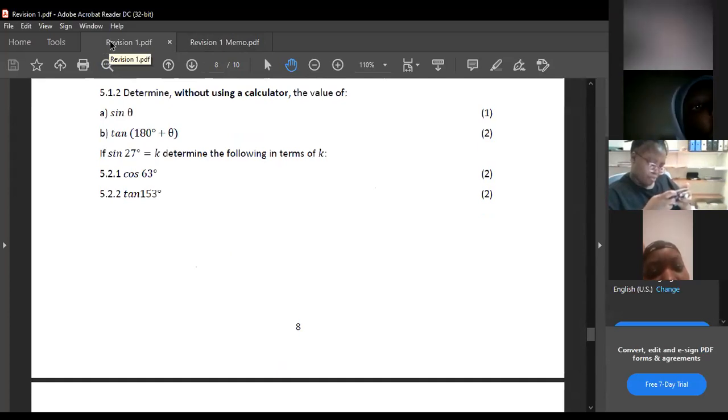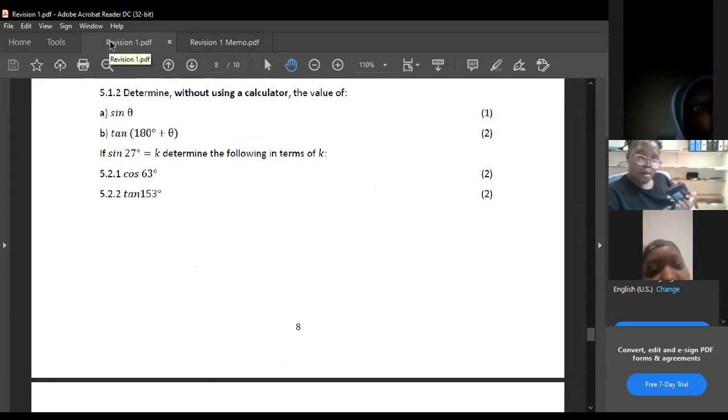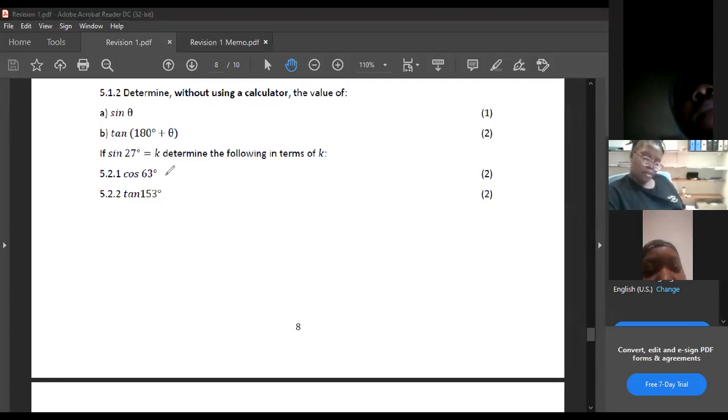So what is this question saying? If sine 27 is equal to k, find cos 63. There are 2 ways to do this. The first method is to draw the right angle triangle.